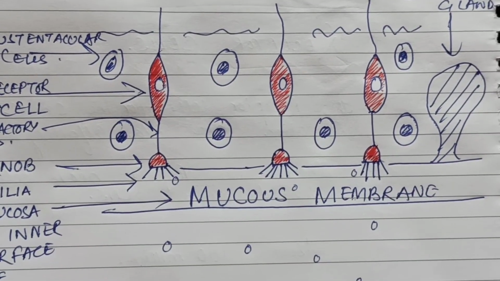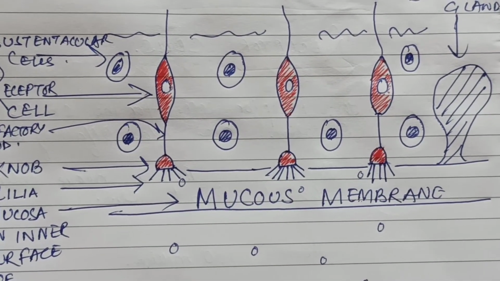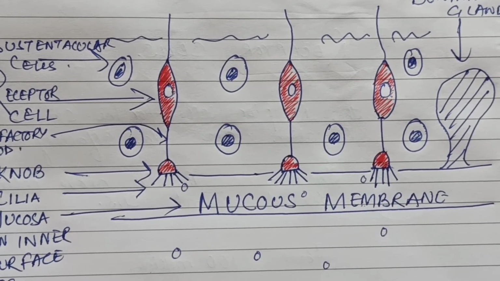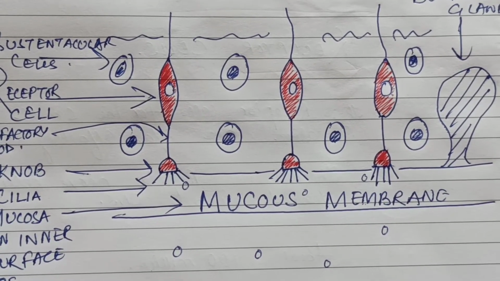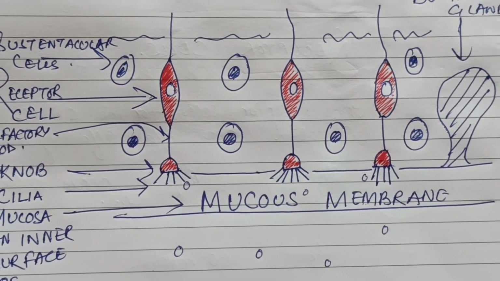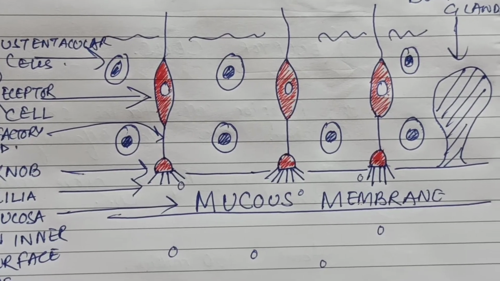Now on the right side you can see I have termed something as Bowman's gland. So what are Bowman's glands? These are glands present along or in between a few receptor cells which secrete the mucus.